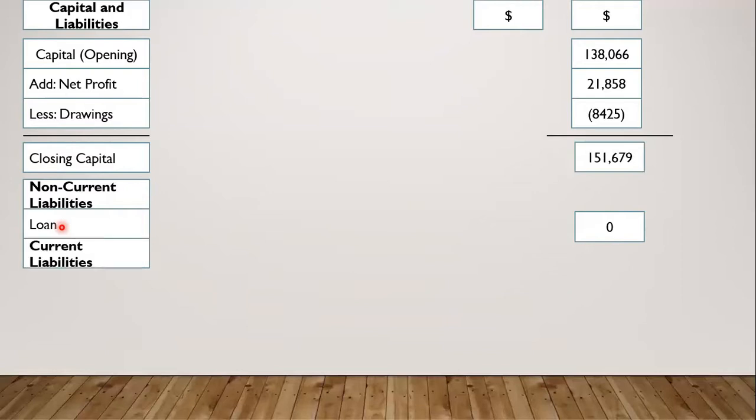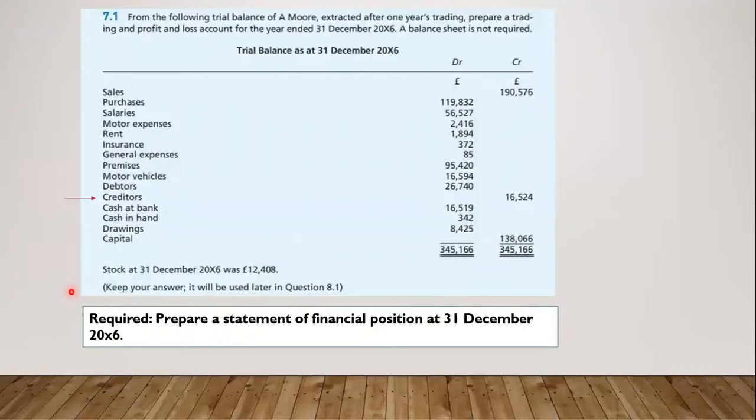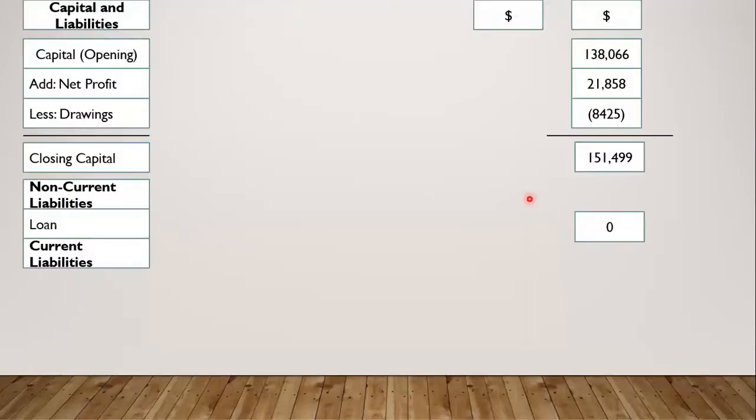The next thing is current liabilities. In current liabilities, usually we have to look for trade payables or creditors. These are our suppliers, and we have to pay them within less than 1 year. So let's see if we have any trade payables. Clearly, if you see in your question, we have creditors here, and the value is 16,524. I'll go back to my answer sheet and write 16,524 here.